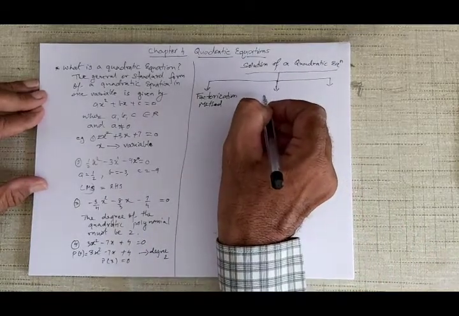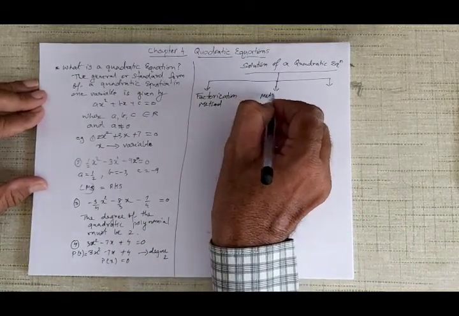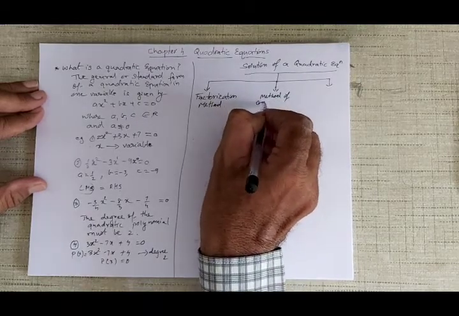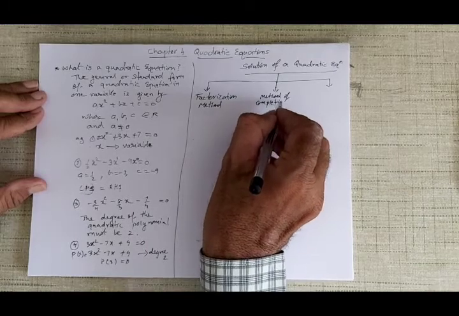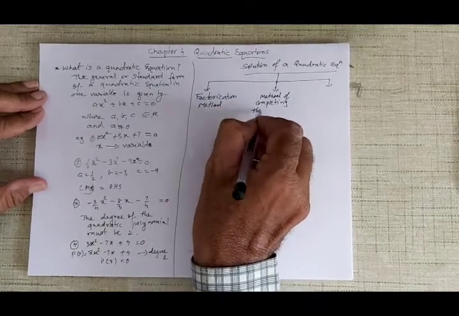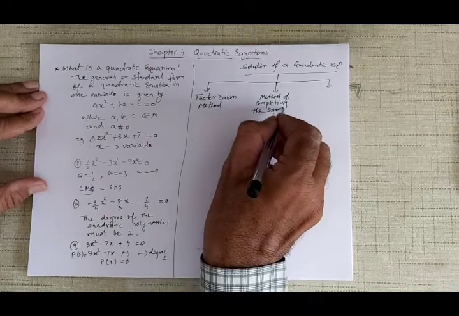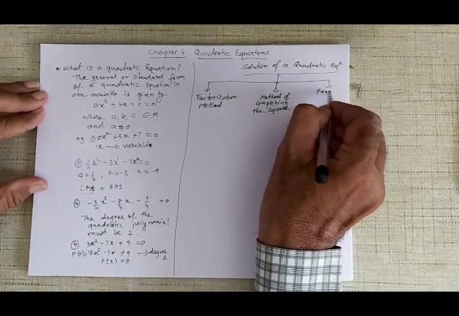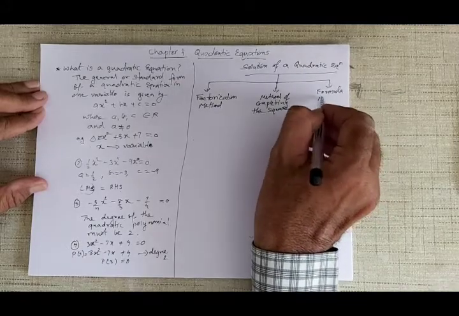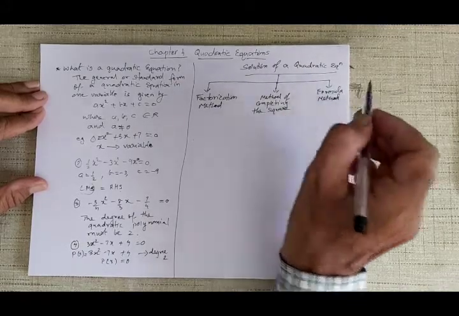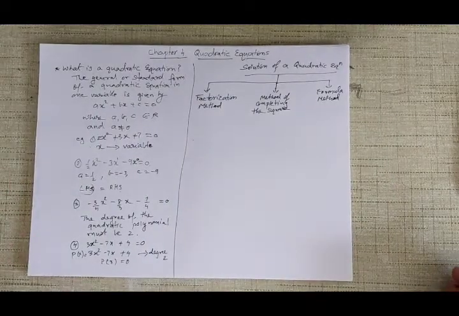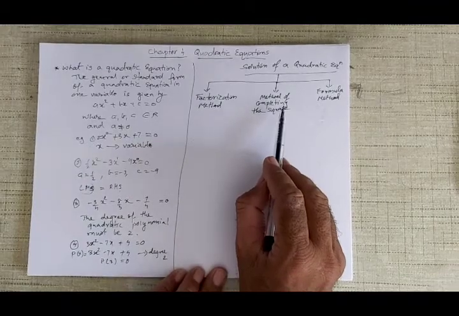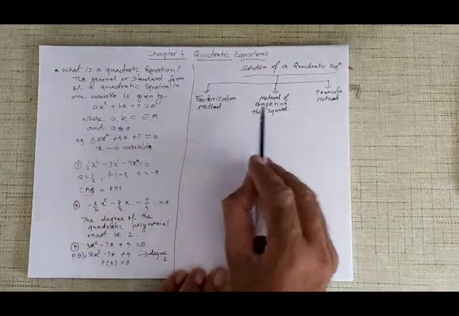Then there is the method of completing the square. And finally we have what is called the formula method. So you have 3 different methods of obtaining the solution of a quadratic equation: factorization method, method of completing the square, and formula method. We'll learn each one by one.